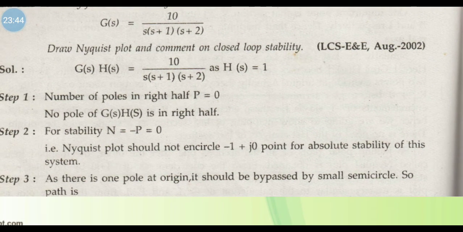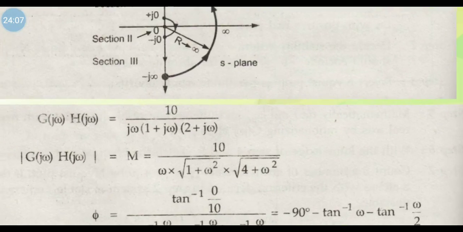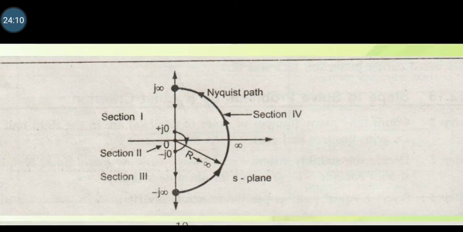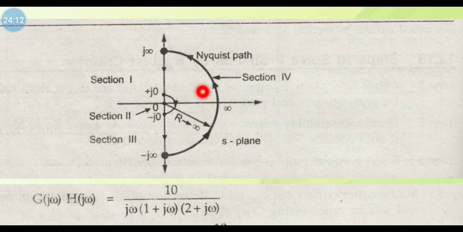Step 3, as there is one pole at origin, so you can see due to this S, there is one pole at origin, it should be bypassed by a small semicircle. So the path is. As there is one pole at origin, it should be bypassed by a small semicircle. Okay, is it clear?